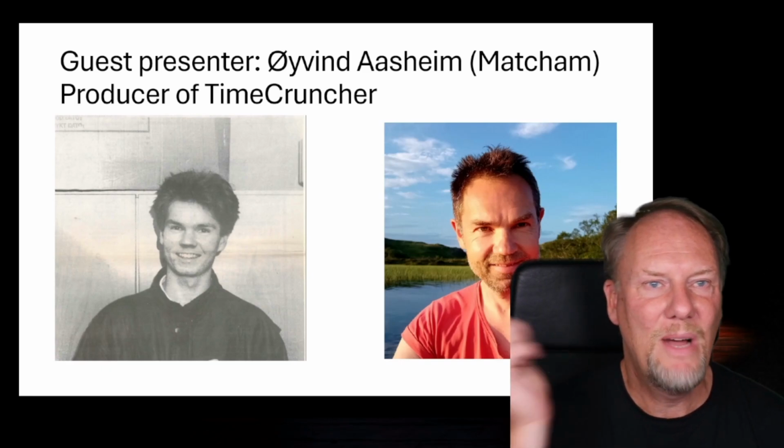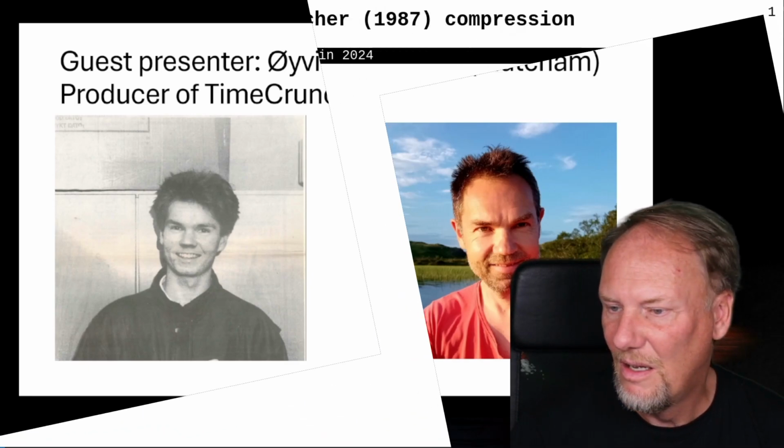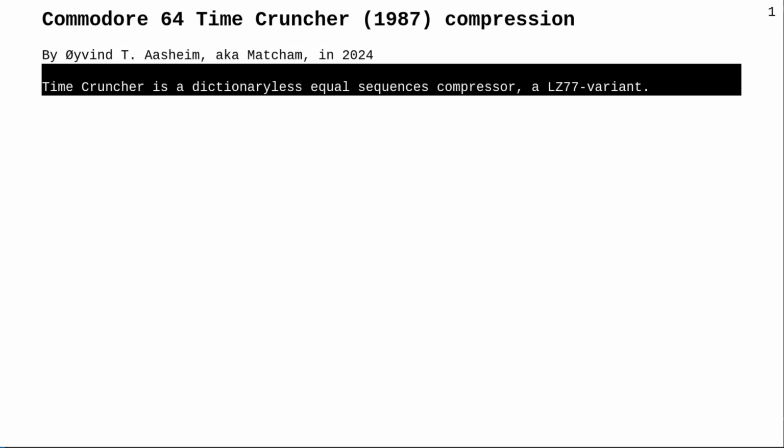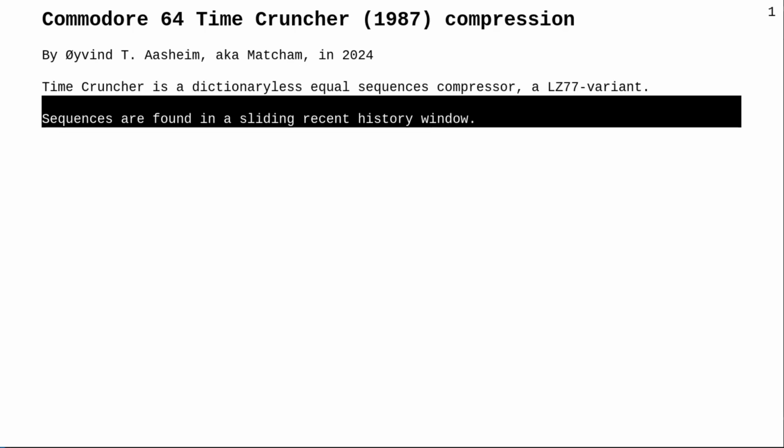So over to Matcham. Hello everyone, my name is Øyvind Åsheim. In 1987, under the handle Matcham, I created compression tools for the Commodore 64 home computer. Time Cruncher is a dictionary-less equal sequences compressor. It's a Lempel-Ziv variant. It finds duplicate sequences within a sliding history window and refers to them as matches.